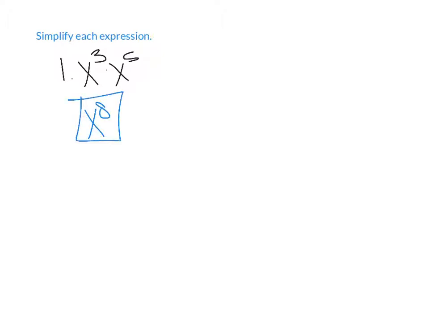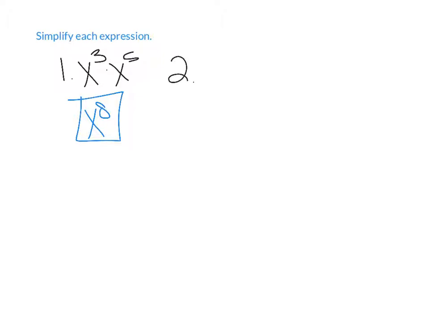And remember, the reason why we're able to do this is because x cubed is x times x times x. X to the fifth is x times x times x times x times x. So if you have 3 x's and 5 x's, there's 8 x's all together. That's why it's x to the eighth.